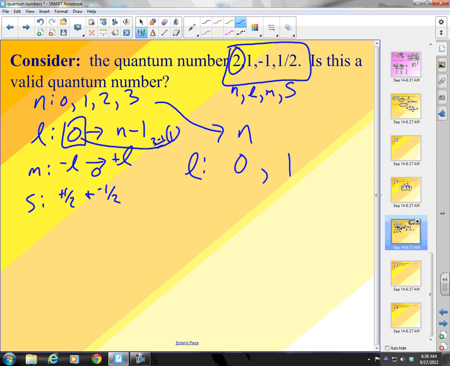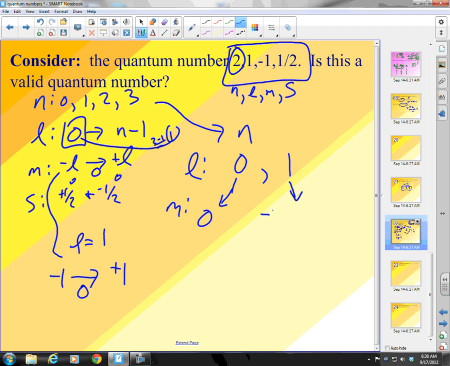Good. For every one of these L's, I have a set of values of M. When L is 0, I go from 0 to 0, so my M is 0. When L is equal to 1, I'm going from negative 1 to positive 1, including 0. So how many values of M do I have for 1? I have 3, and they are negative 1, 0, and 1.